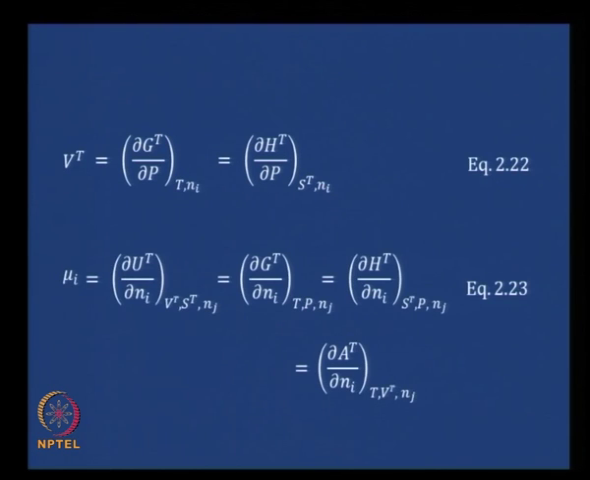And all the four ways of representing the chemical potential as either ∂U_t/∂n_i at constant V_t, S_t, n_j, ∂G_t/∂n_i at constant T, P, n_j, ∂H_t/∂n_i at constant S_t, P, n_j, or ∂A_t/∂n_i at constant T, V_t, n_j. Let me call this equation 223. These are very useful equations, as we will see in the next class.